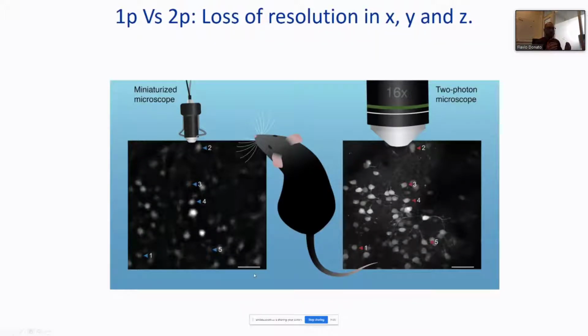So you use the 2-photon microscope, you use the 1-photon microscope to pick up the calcium traces to get movies of neurons that are active during specific behavior, like the movie that I showed before.